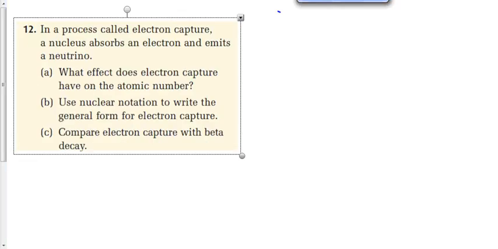Number 12 says, in a process called electron capture, a nucleus absorbs an electron and emits a neutrino. This is new, electron capture. We've never seen that before. How could we possibly be expected to answer a question that we've never talked about before?